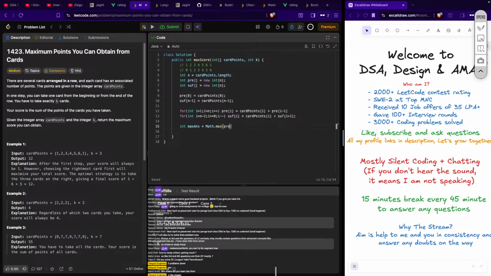It could be pre of k, or k minus 1, or it could be suf of n minus k as well, right? Then it could be a mixture of both, right? So I'll take these many elements from the left. Take left will be 0, while take left is less than.